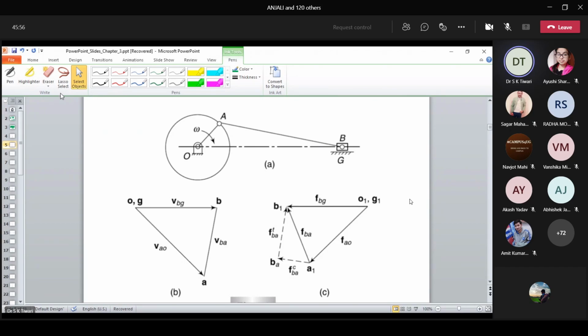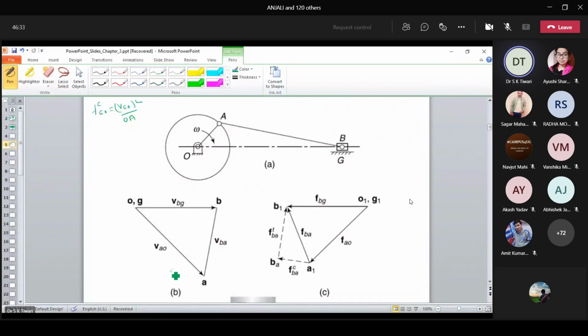Now look at what is given here. Am I audible? Now here the crank OA is rotating with an angular velocity of omega radians per second in the clockwise direction. Nothing has been mentioned about angular acceleration. So how many components of acceleration it will have? Only one. And that will be the centripetal FCAO. It will be velocity of A with respect to O square divided by OA.